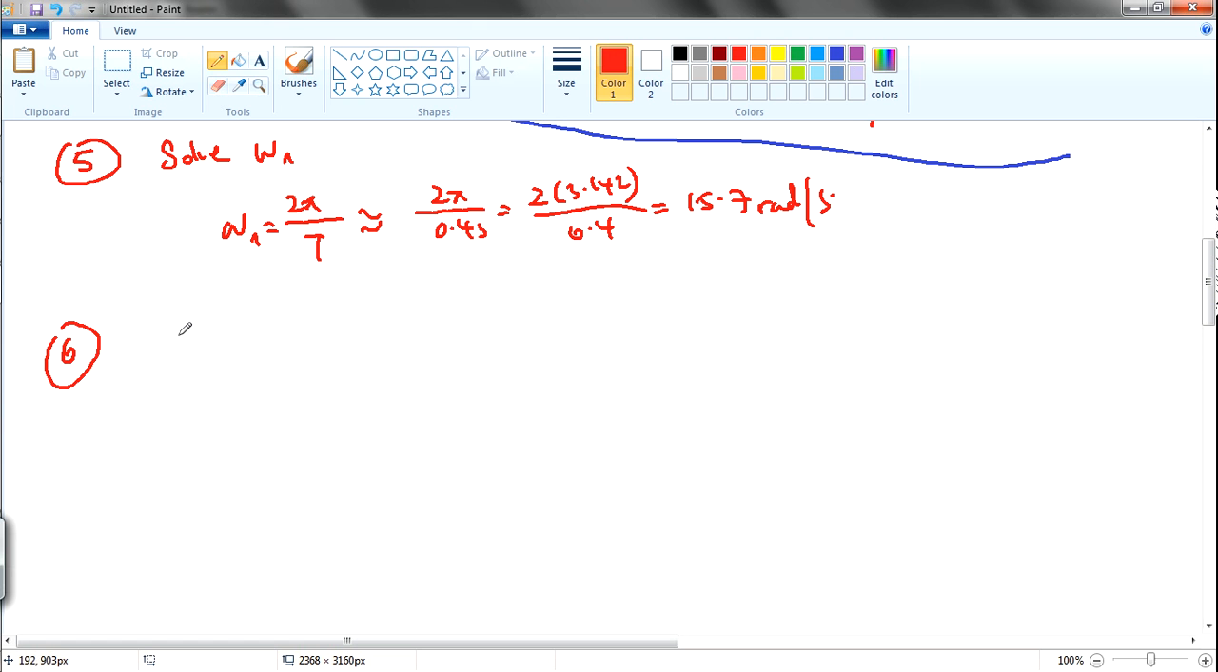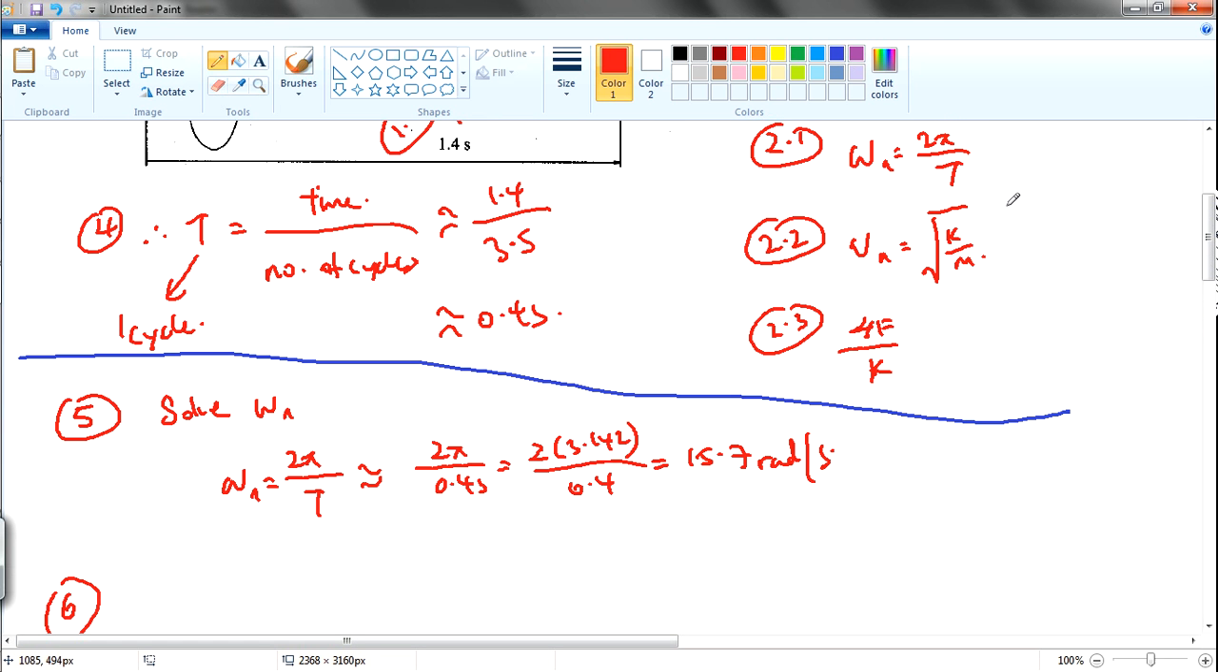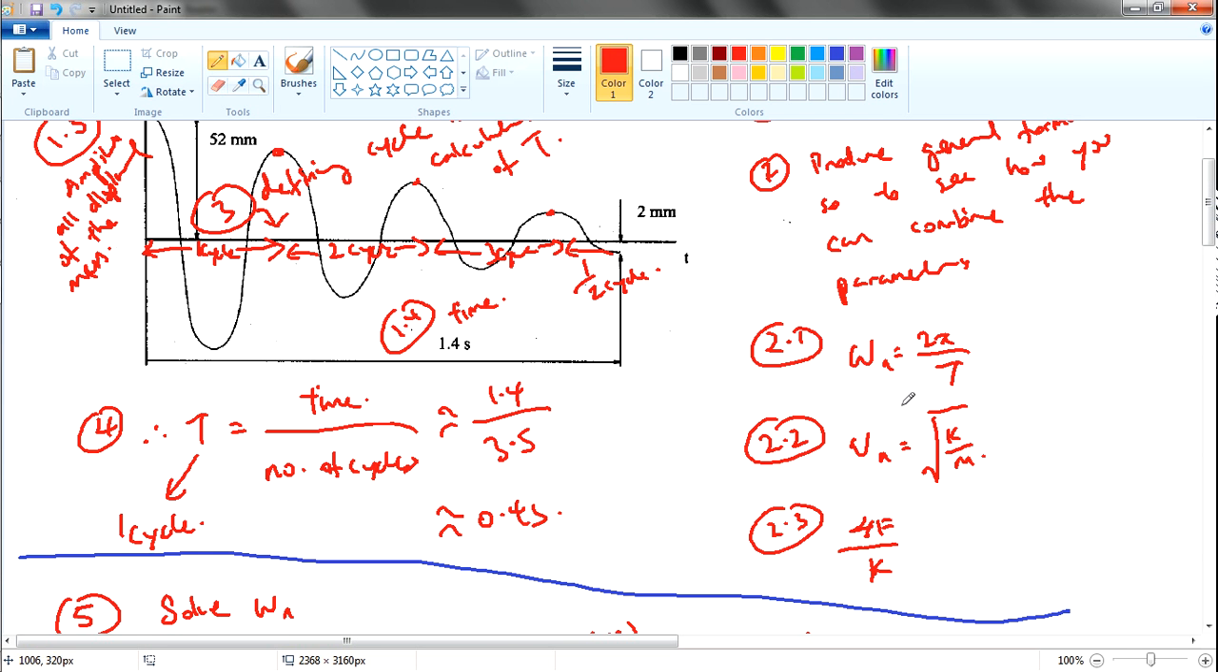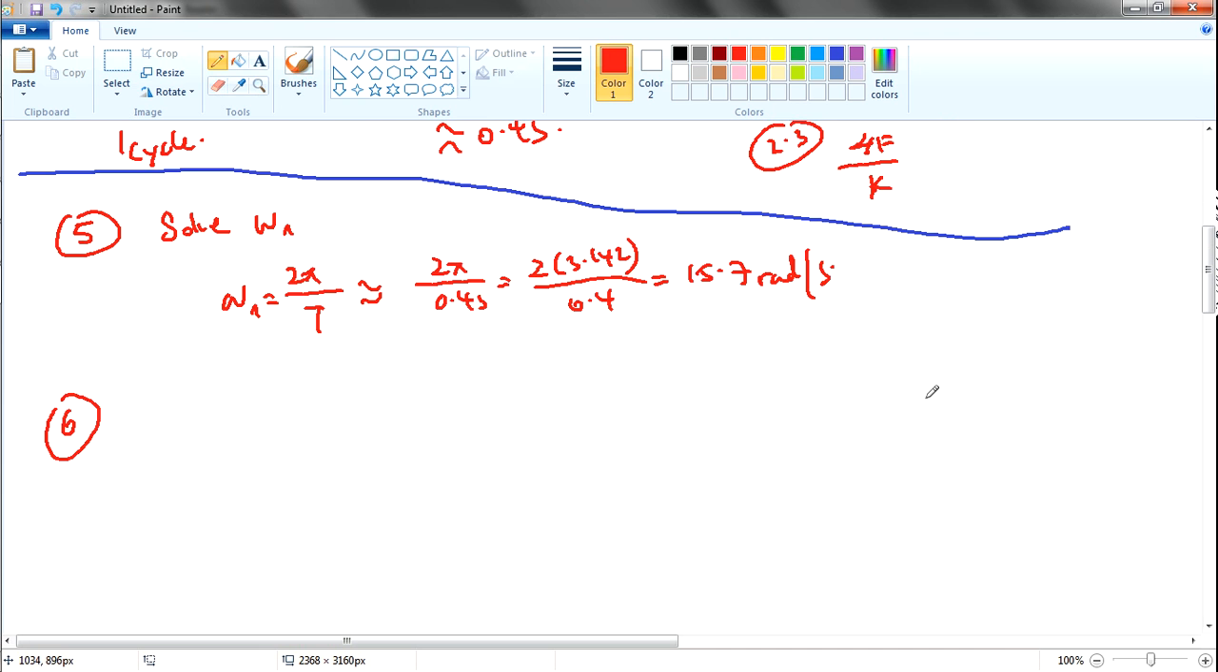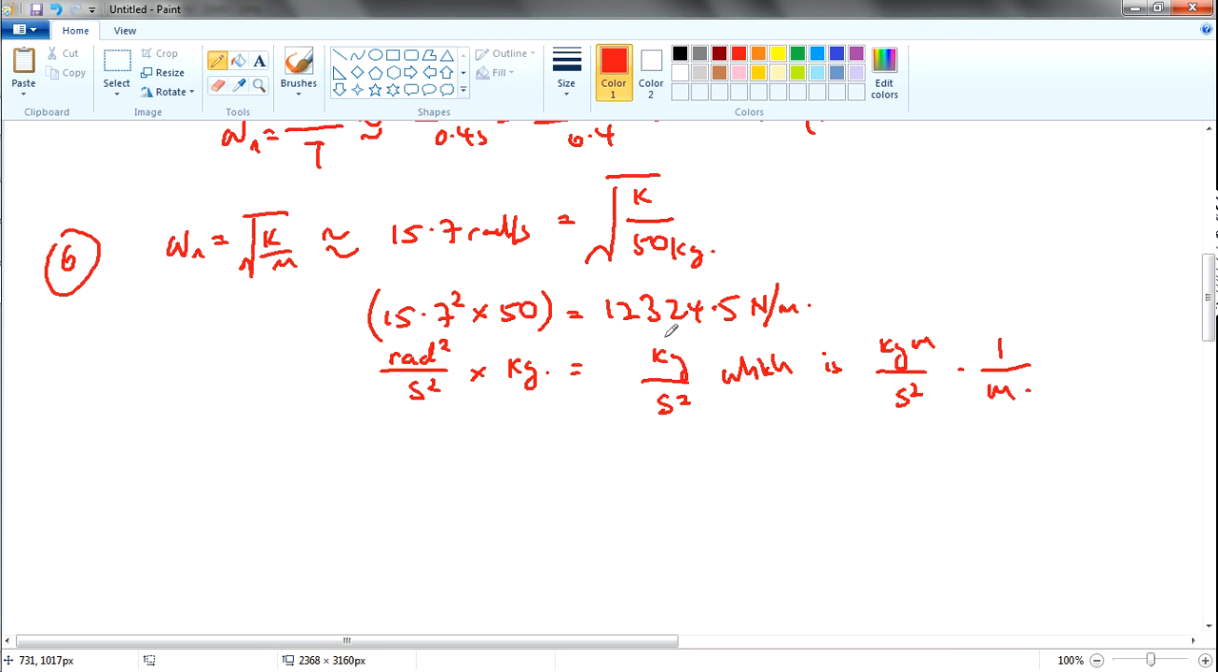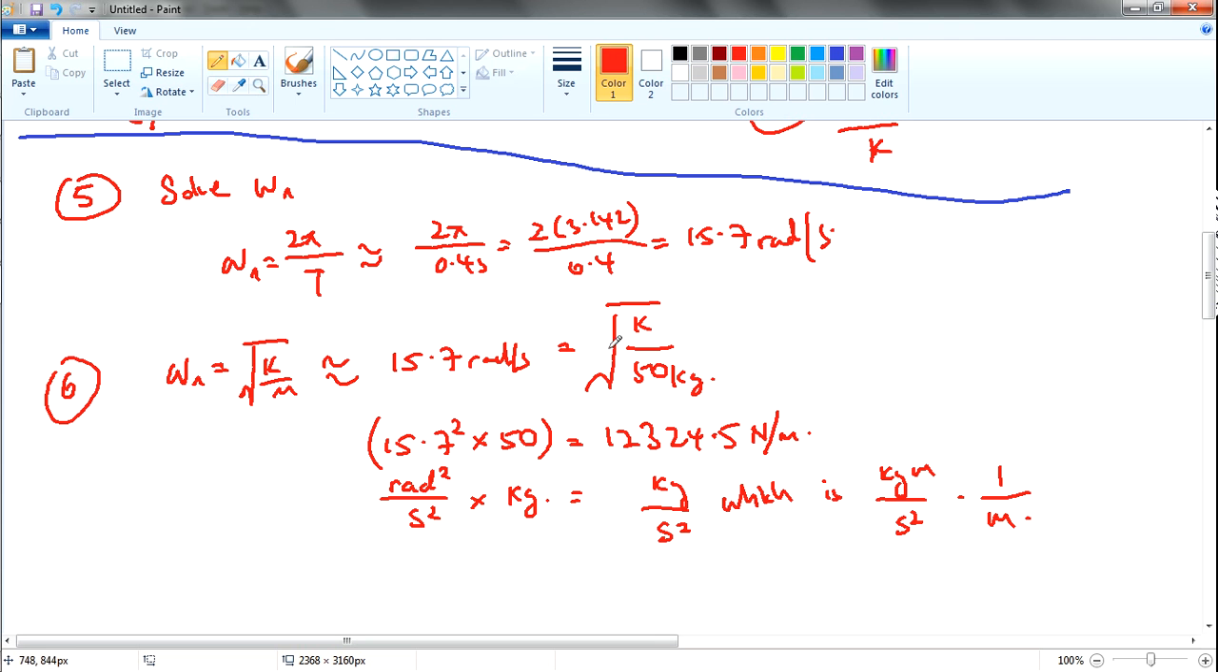And then once we solve for omega, you will know that the natural frequency can also take this form: square root of k over m. Since you know your natural frequency and you know your mass, which is 50 kg, you can find your k. So we derived our natural frequency equals 15.7 radian per second. As we know, natural frequency 15.7 radian per second is equal to the square root of k over 50 kg. So we solve for k, we bring this over, it is 15.7 squared times 50, equals this value for k.